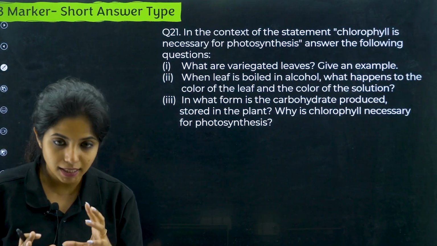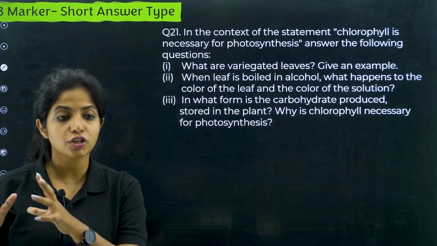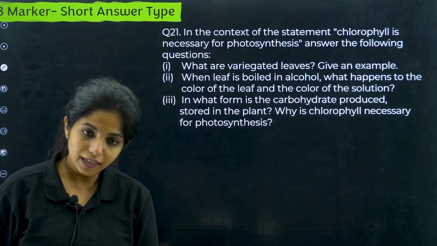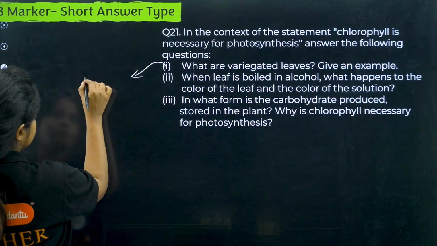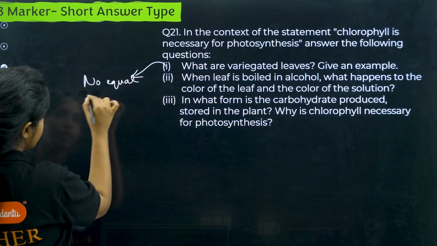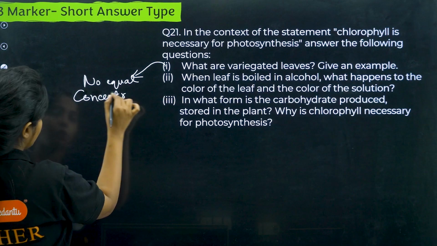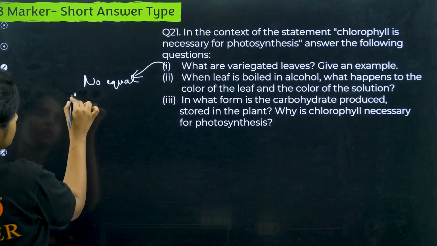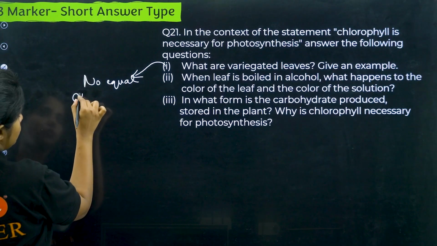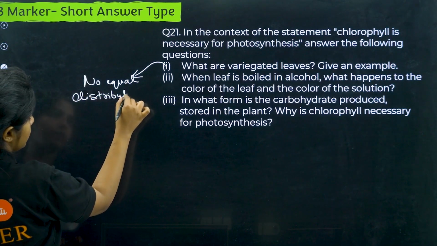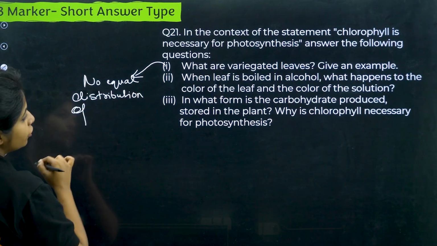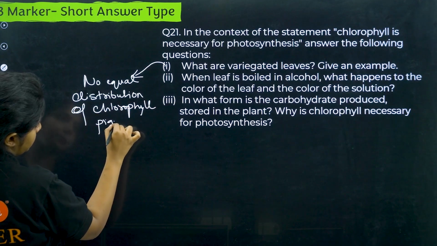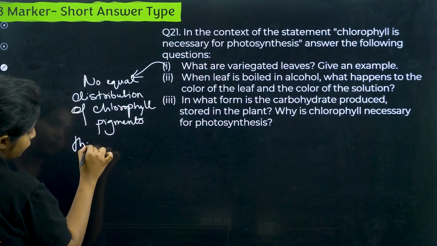Variegated leaves are the ones that do not have equal concentration of chlorophyll all around the leaf. Okay, that is the first thing. No equal concentration, or basically distribution. I will be writing that, it will be more correct. No equal distribution of what, children? Of chlorophyll pigments throughout the leaf.